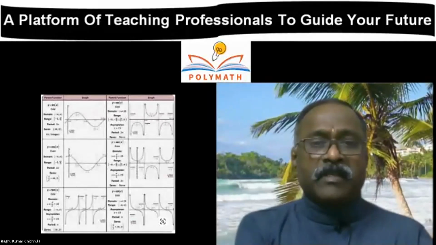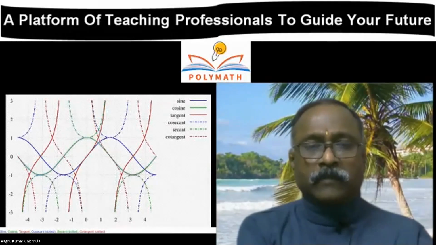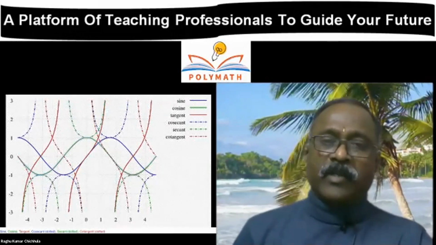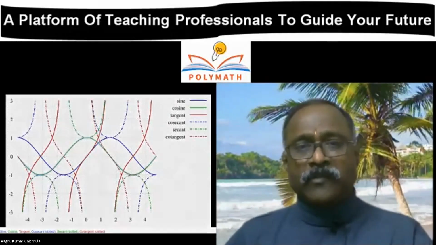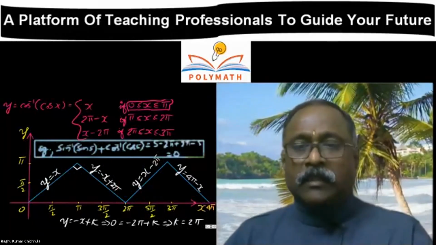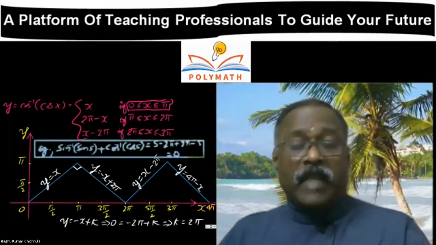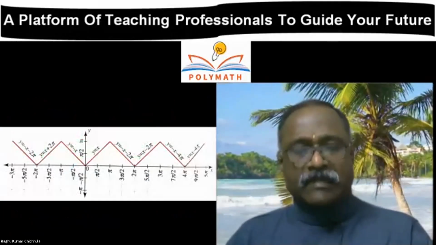In the previous session, we worked out the problems in exercises 3.2 and 3.3 of trigonometry. Up to 5 problems we did, and from the 6th problem onwards, we'll be doing that. And we will have to see the multiple and submultiple angles next.